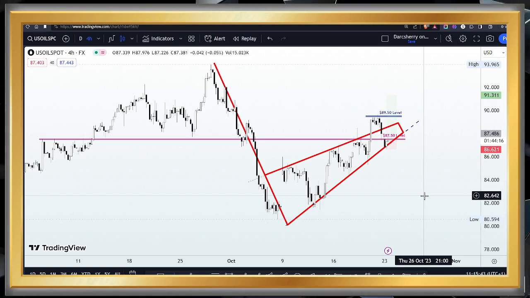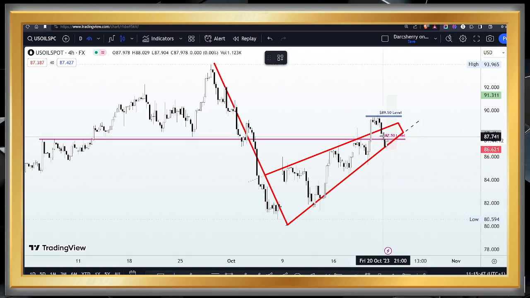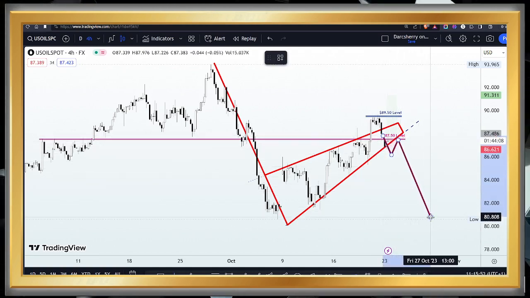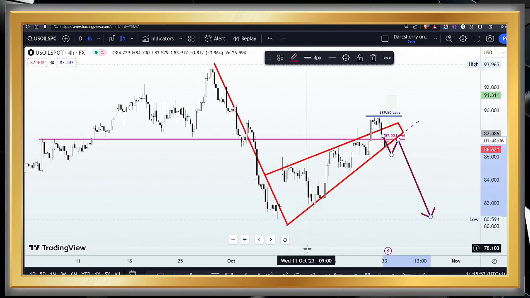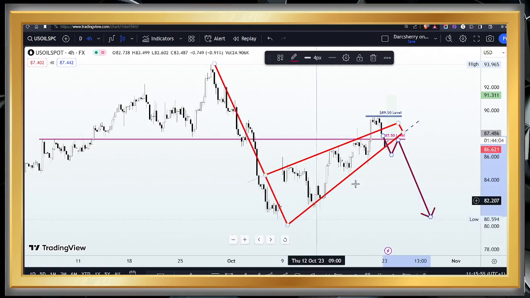And if we look at the theoretical expectations from the structure, we are looking at price breaking down the support line, with a retest of structure to give us a beautiful confirmation to join the downtrend move.